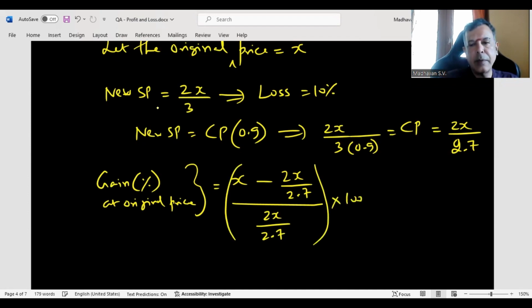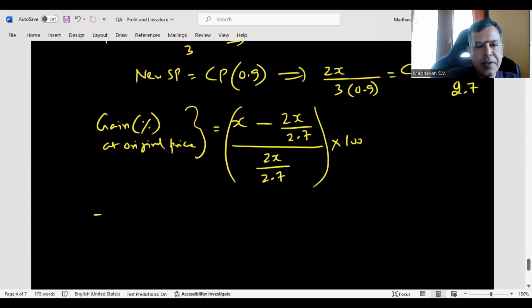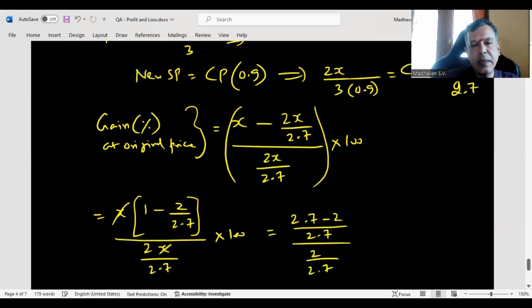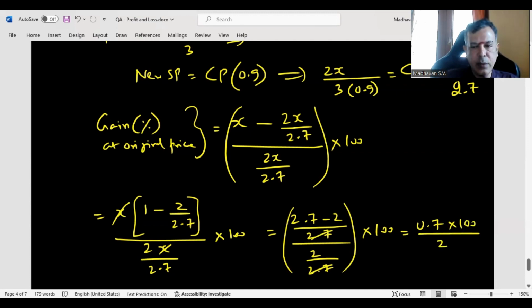times 100. So if we calculate this, we will first take x outside in the numerator: 1 minus 2 by 2.7, denominator 2x by 2.7, into 100. X and x can be cancelled. So here we get 2.7 minus 2 divided by 2.7, divided by 2 divided by 2.7, the whole thing multiplied by 100. This and this get cancelled. We get 0.7 into 100 divided by 2. So if we calculate this, we will get 35%. That is the solution for this particular question.